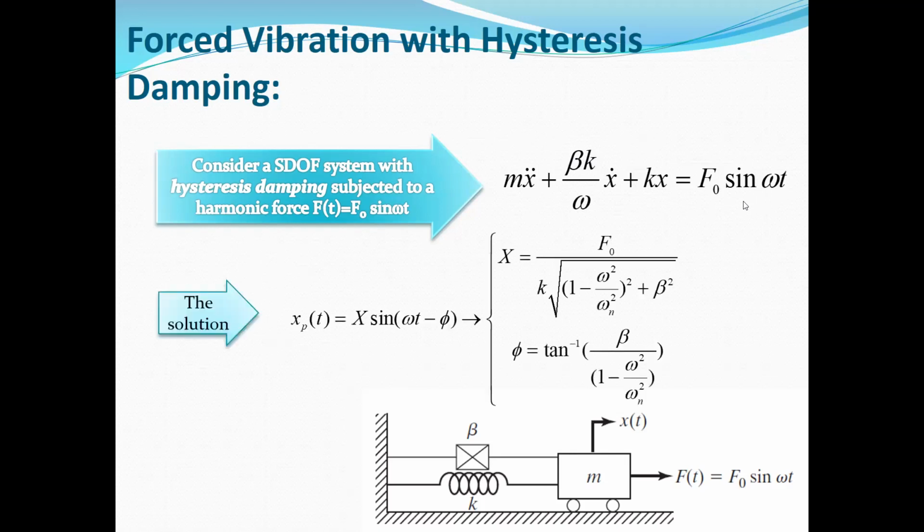We can solve this equation, and it's similar to the solution for the system with viscous damping. We have x double dot, x dot, x, but this time instead of c, we have this term, the equivalent damping, and the external force. So we can substitute into the response. Instead of c, we will have beta k divided by omega, and we can obtain the amplitude of the response and also the phase angle. As you can see, the phase angle this time is a function of beta, not a function of c, and we can substitute here and find the response.